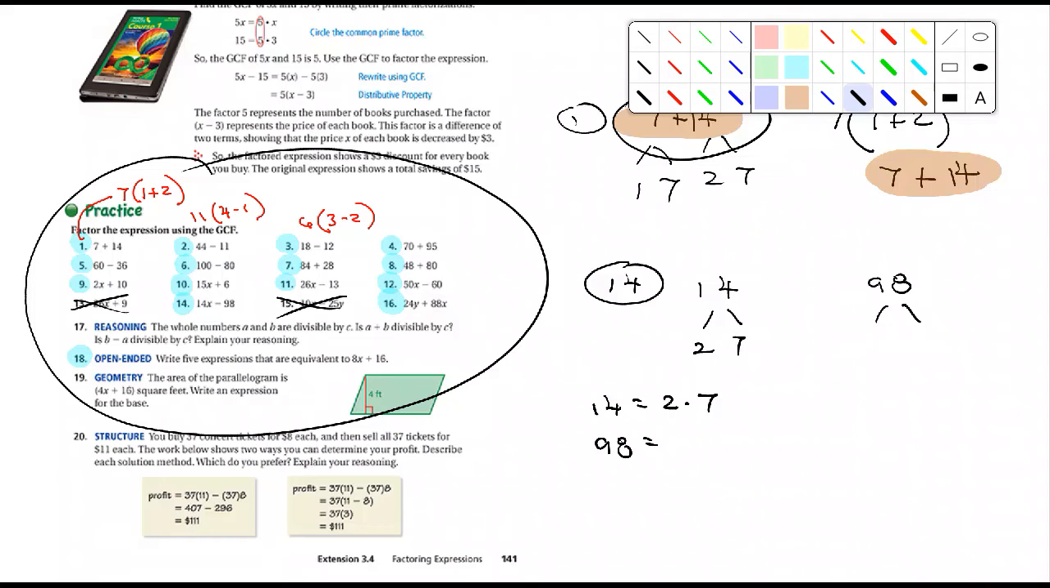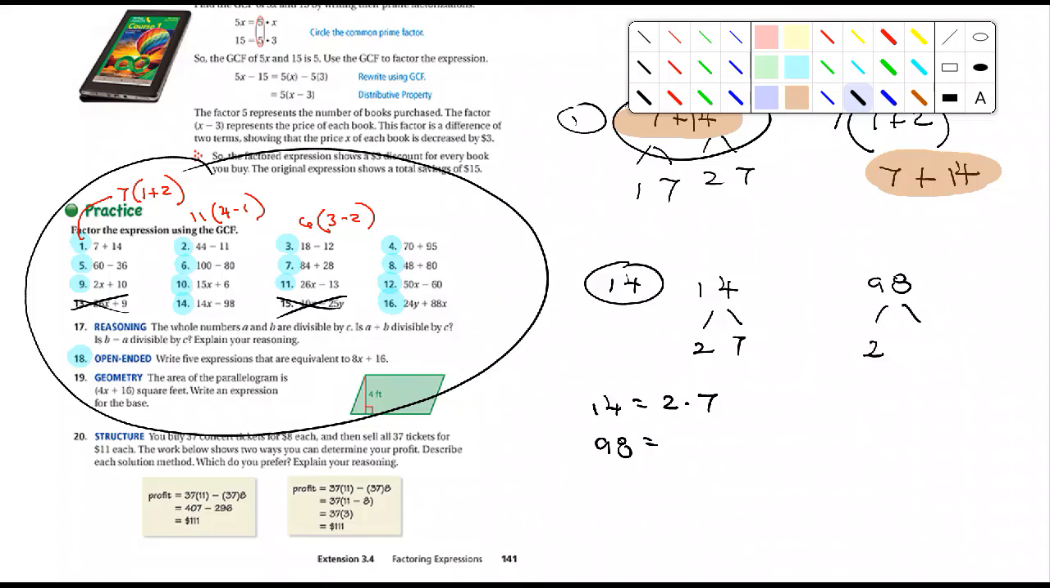So 98, well, I know 98 can be divided by 2 because it ends with a number 0, 2, 4, 6, 8 that can be divided by 2. So what would 98 be? 2 times 9 is 18. No, dividing, going down. So 98 divided by 2. Oh, I'm sorry, I thought you had the answer. You were telling me something else then, right?